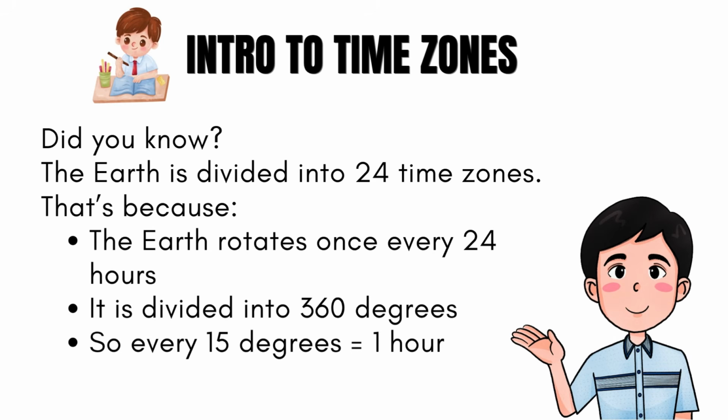Did you know? The Earth is divided into 24 time zones. That's because the Earth rotates once every 24 hours. It is divided into 360 degrees. So every 15 degrees equals 1 hour.